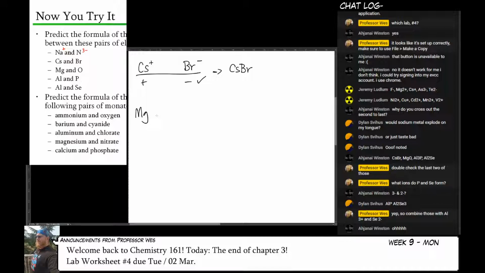Magnesium wants to look like neon. Get rid of 2 electrons. It can do that. Oxygen wants to gain 2 electrons to look like neon. Same thing here. Those cancel out. We're all set. We can form ions easily. There's no problem here. I don't need to really go over.